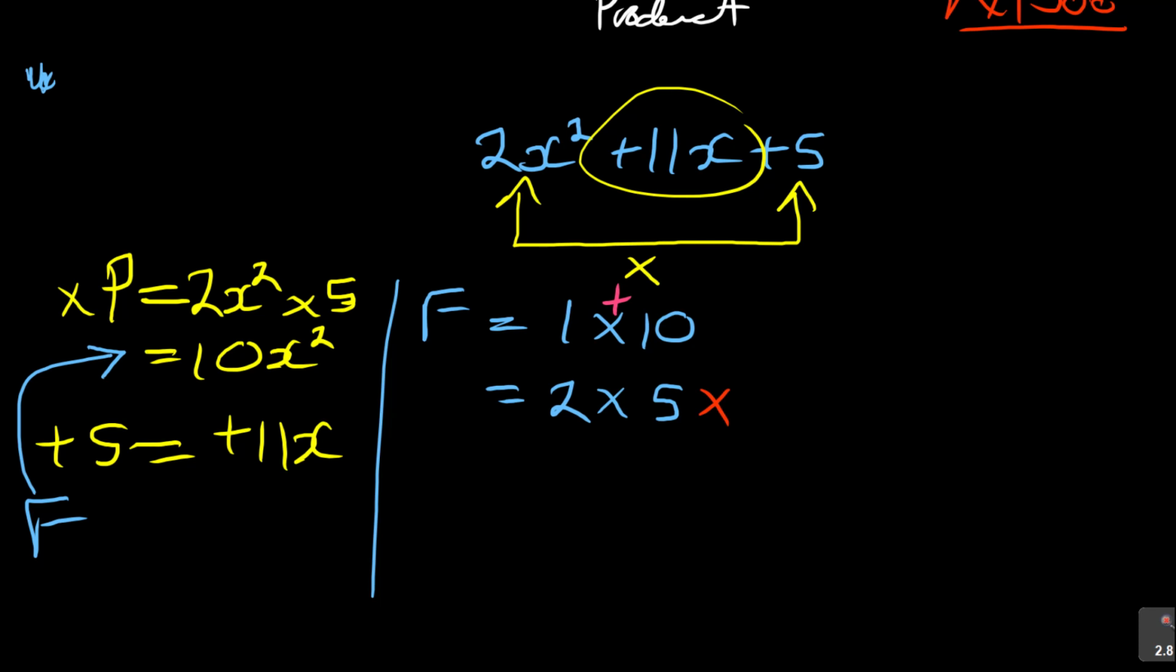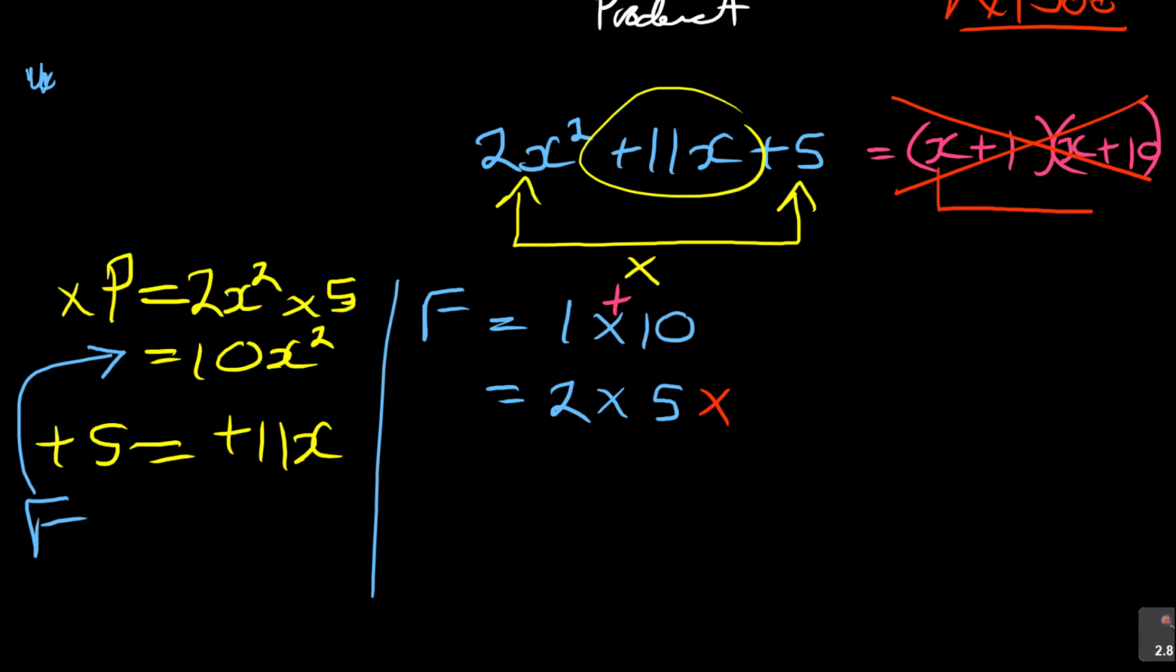Now that's where you cannot do this. You cannot come and say this, and then you say x, and then you say x plus 1, x plus 10. This time it will be wrong, because if I say x times x, remember expansion, x times x now will become x squared.